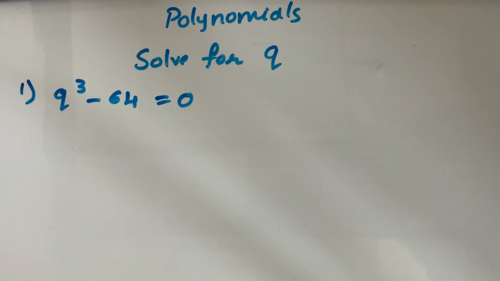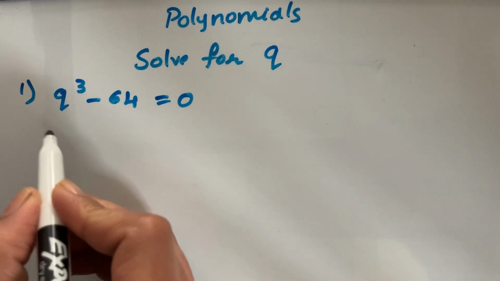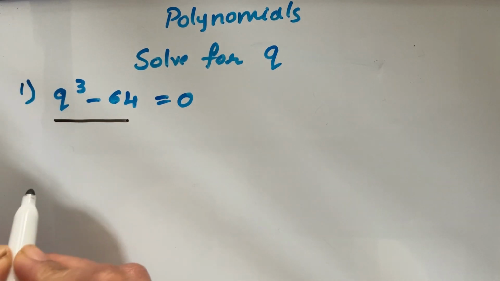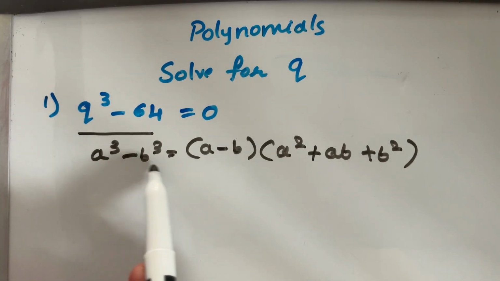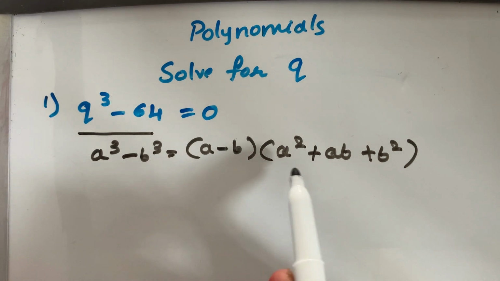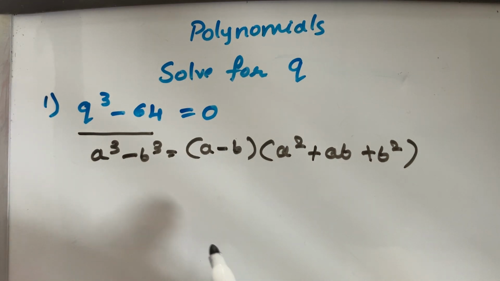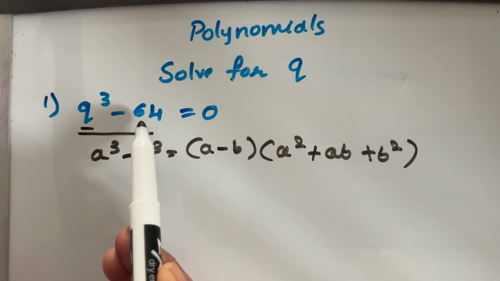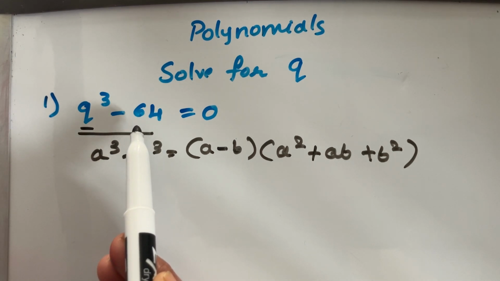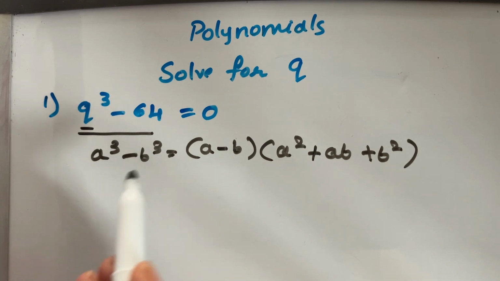Here we can use the difference of cubes. The difference of cubes formula is a cube minus b cube is equal to a minus b times a square plus ab plus b square. Here a is q and b is 4, because 64 is 4 cube.